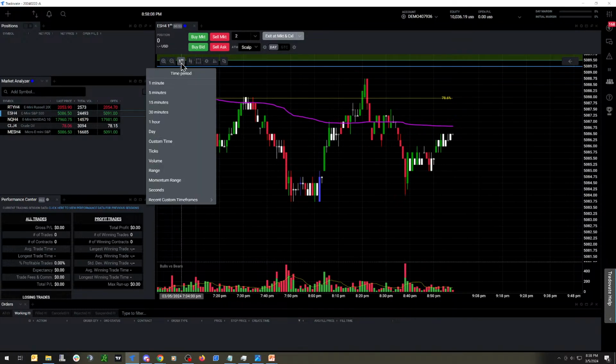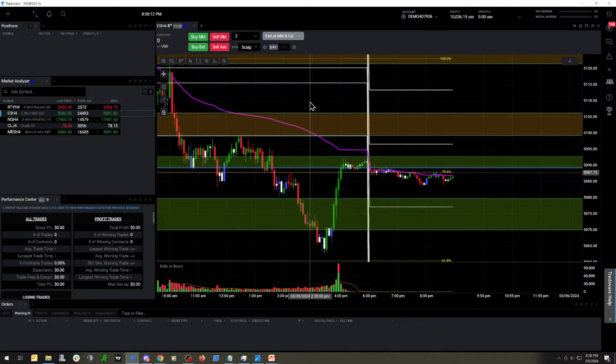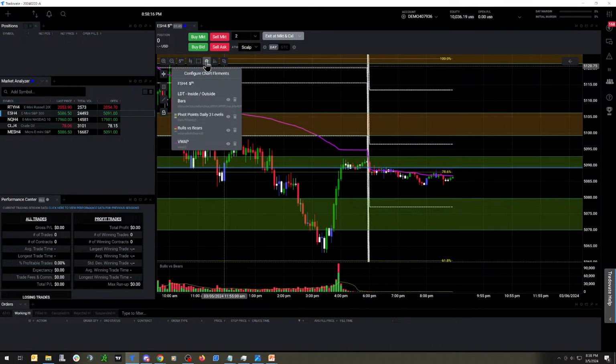and let's get out of this 1 minute chart. Let's go look at 5 minutes. Okay, the question was asked about the colors, and those colors, I'm highlighting that right here, is called LD, Latter Day Trader. Latter Day Trader, inside, outside bars.